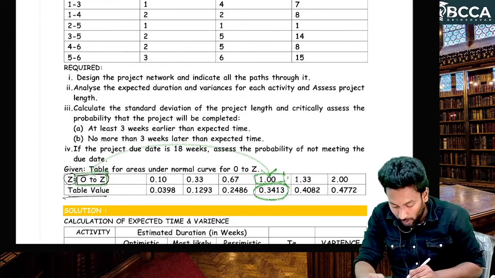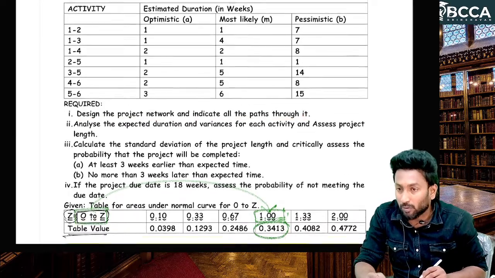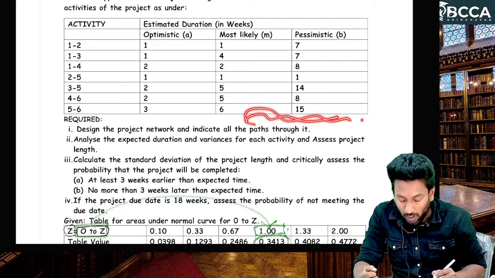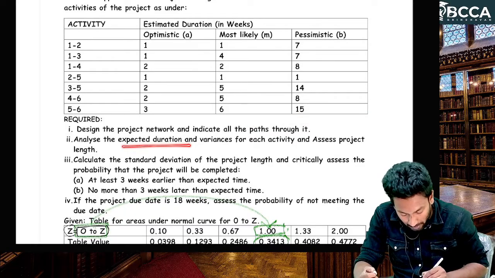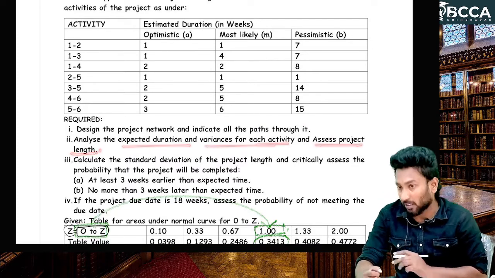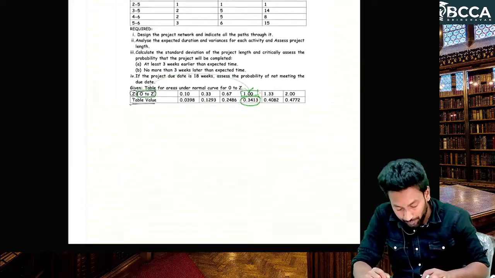Required: design the project network and indicate all the paths through it. That means we first have to draw the network diagram, then identify all possible paths. From that, analyze the expected duration and variance of each activity, and assess the project length. So first of all, we have to draw the network diagram.